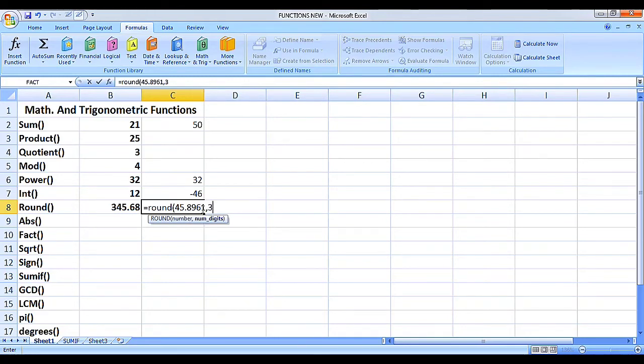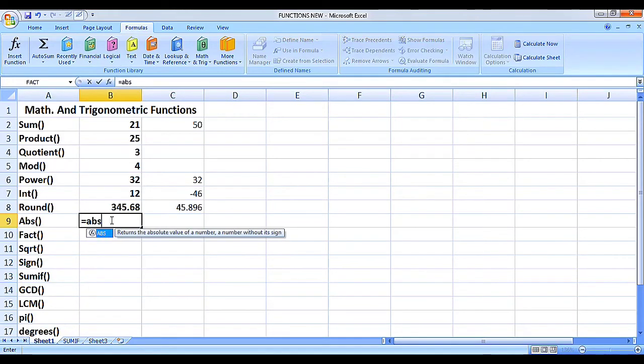So the fourth digit is checked after decimal point. It is 1, which is less than 5. Therefore, the third digit is kept as it is. So the answer is 45.896. Next function is abs.